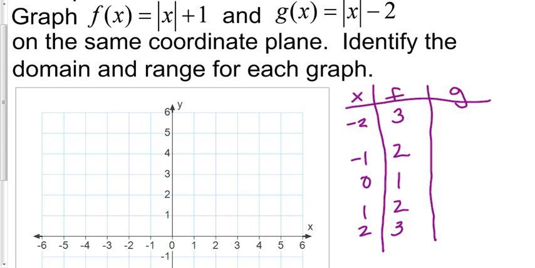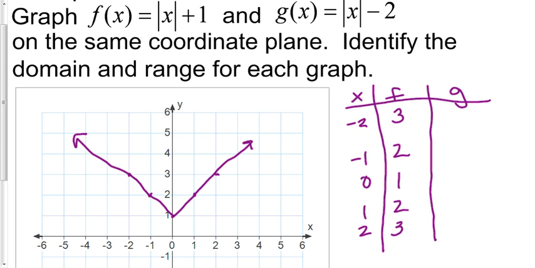Okay, so I'm going to graph f first. Here are my ordered pairs: (-2, 3), (-1, 2), (0, 1), (1, 2), (2, 3). So this V is centered at (0, 1). It's going to go up like this forever to the right and up like this forever to the left. It is perfectly symmetrical and V-shaped, and this one happens to be centered on x equals 0.